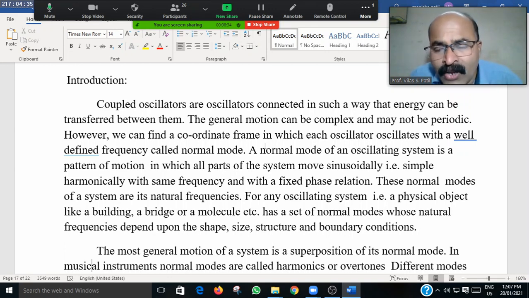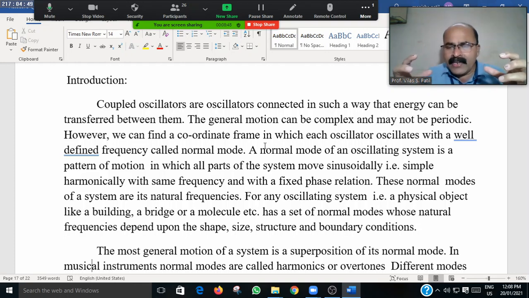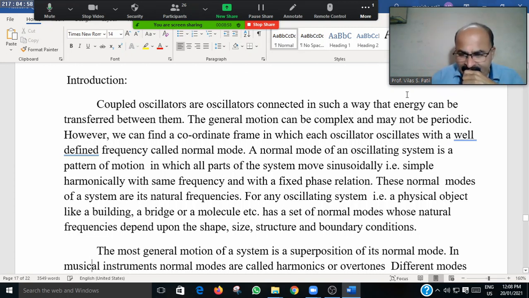Oscillators are known as coupled oscillators when and only when transfer of energy exists between them. That is, if two oscillators can transfer energy to each other or vice versa, then they are known as coupled oscillators. Then the general motion can become complex, and it may not be periodic.